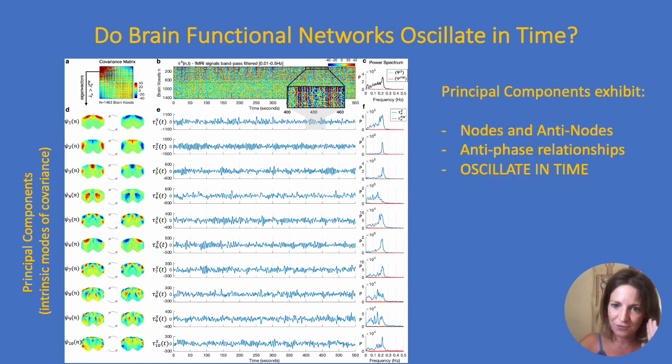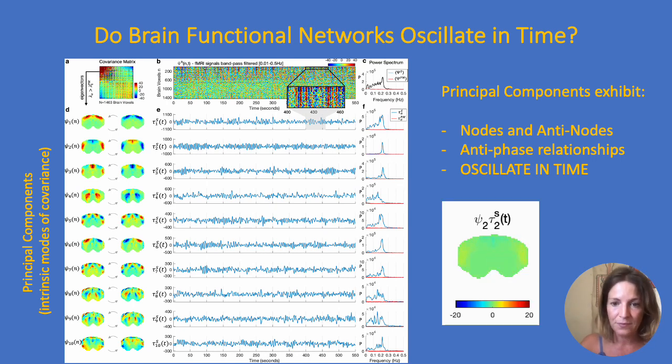There are some really important features to capture. These principal components exhibit nodes and antinodes in the wave patterns. Some modes, not all, exhibit antiphase relationships, in the sense that some antinodes are in phase and in antiphase with the others. And they also oscillate in time. Here, for example, I'm showing mode number 2 multiplied by its temporal signature. As you see, it fluctuates between positive and negative representations of the mode.